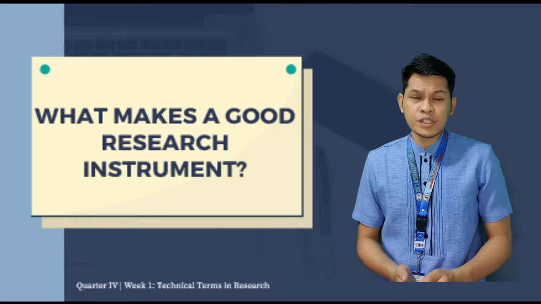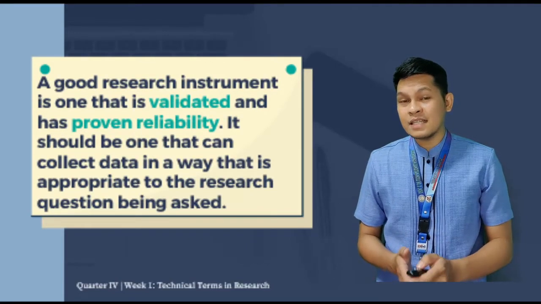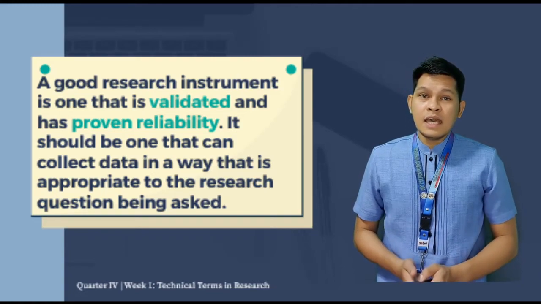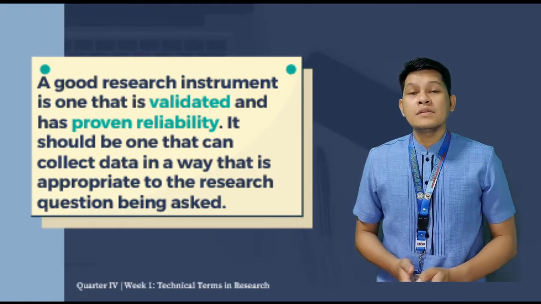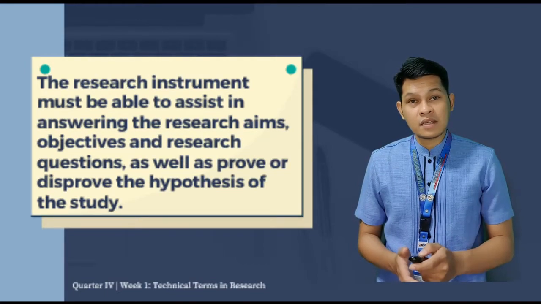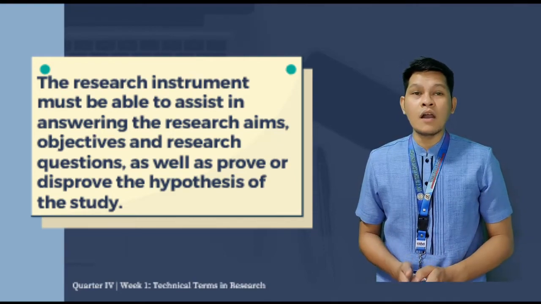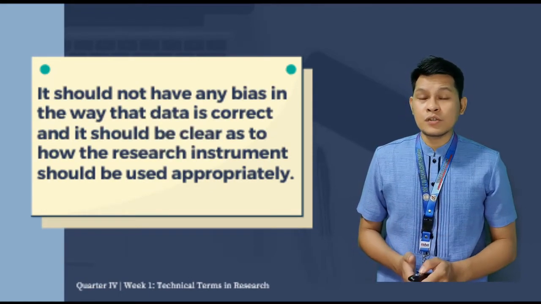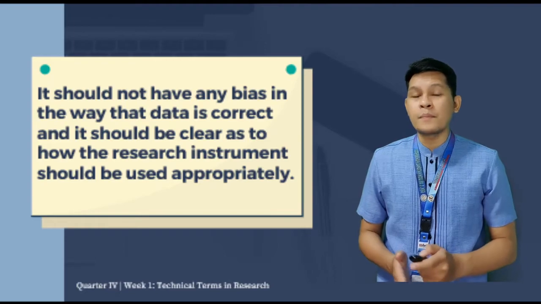What makes a good research instrument? Well, a good research instrument is one that is validated and has proven reliability. It should be one that can collect data in a way that is appropriate to the research question being asked. The research instrument must be able to assist in answering the research aims, objectives, and research questions, as well as prove or disprove the hypothesis of the study. It should not have any bias in the way that data is collected, and it should be clear how the research instrument should be used appropriately.